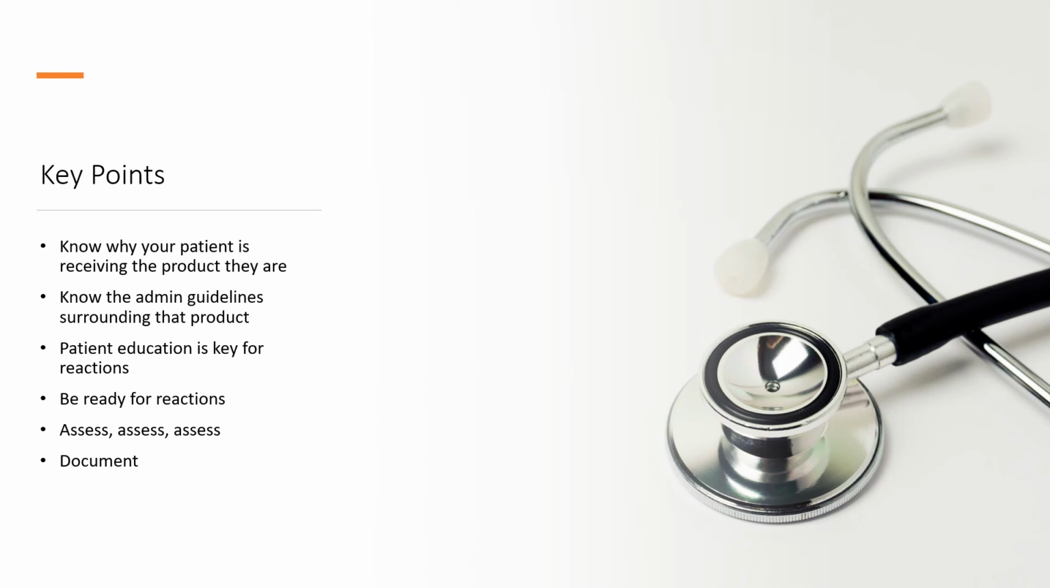So when you administer blood or blood components, there are some key points. First of all, you need to know why your patient is receiving their blood product. What are the indications? Is your patient anemic? Is your patient going for OR? Is your patient actively bleeding?